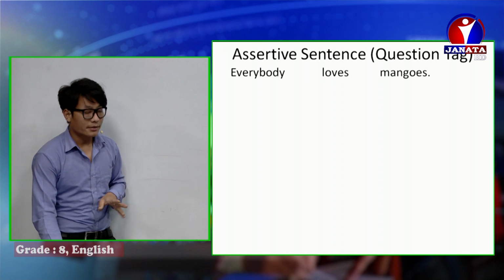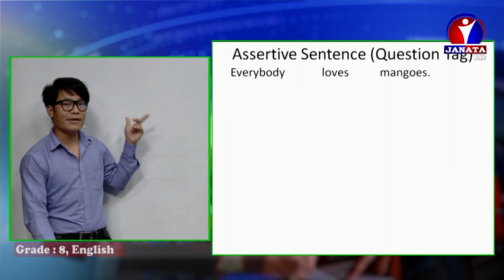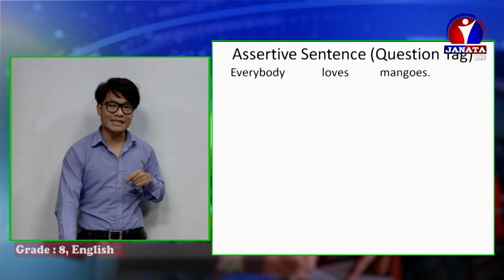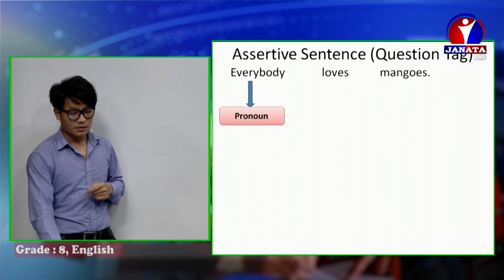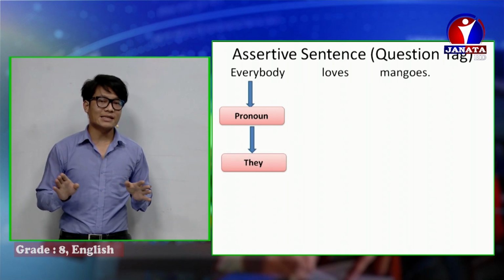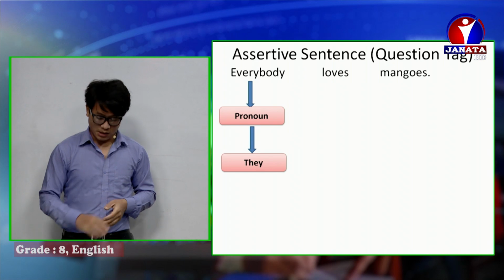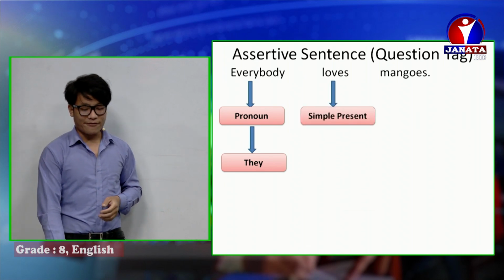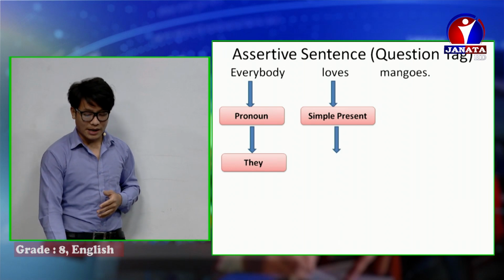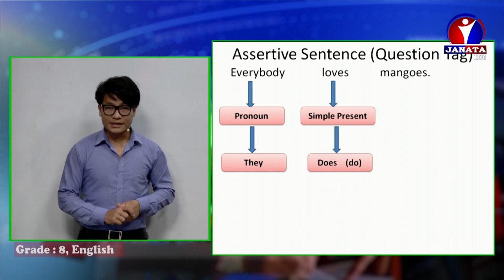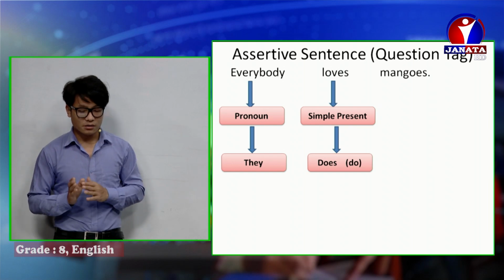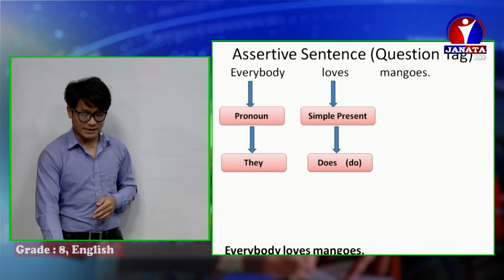So everybody, let's change the subject into a pronoun. Everybody, this subject, changes into they, the pronoun. So there is a verb 5, loves, and this is a simple present. That's why its auxiliary verbs are do or does. So let's make the question tag.